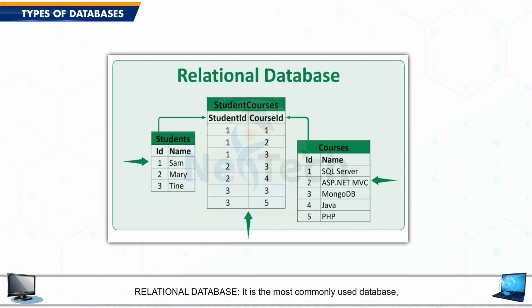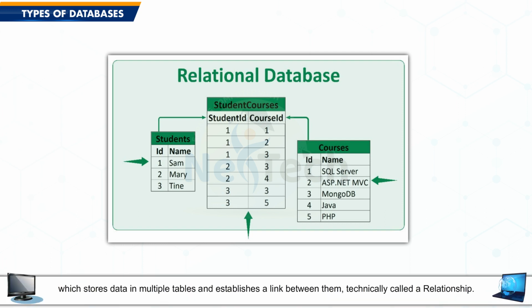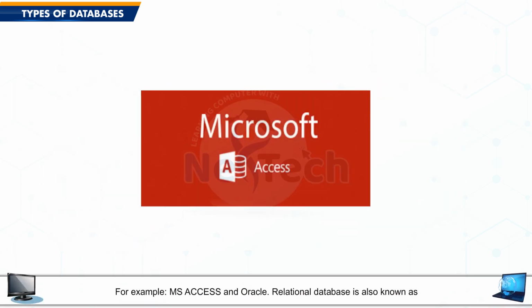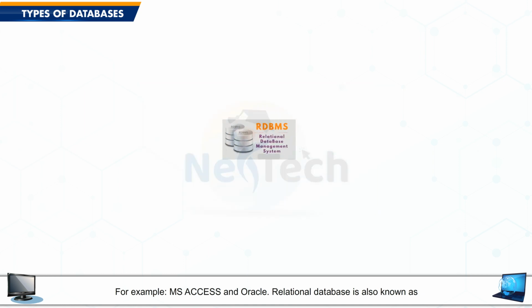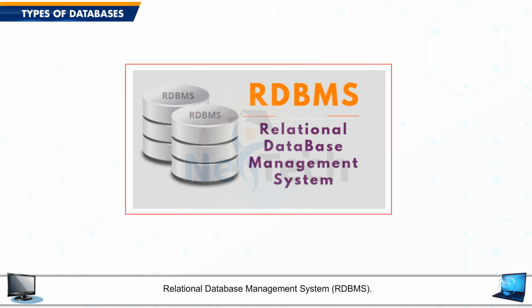Relational database. It is the most commonly used database which stores data in multiple tables and establishes a link between them, technically called a relationship. This relationship helps in easy editing and retrieving of the data. For example, MS Access and Oracle. Relational database is also known as Relational Database Management System, RDBMS.